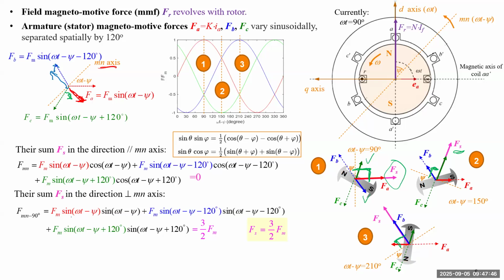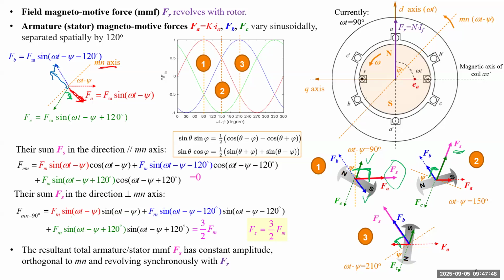Okay, so we can conclude. The total stator magnetomotive force FS is the sum of 3 magnetomotive forces from 3 different windings, spatially separated by 120 degrees, and each value is changing periodically. But when we calculate the sum, it has constant amplitude and is always orthogonal to the MN axis. The MN axis is at angle psi, which is the power factor angle of whatever the generator sees from the rest of the system, lagging the d-axis.